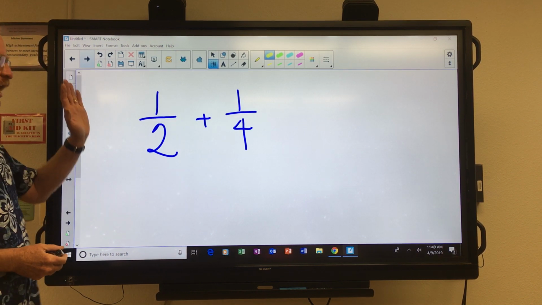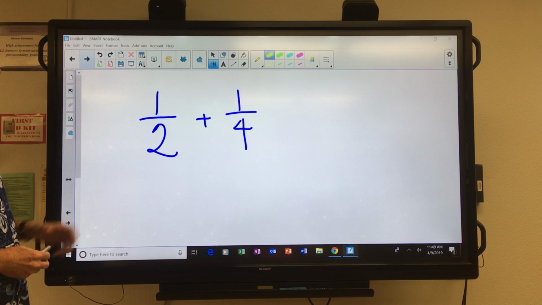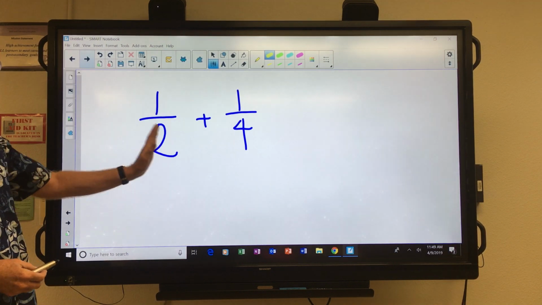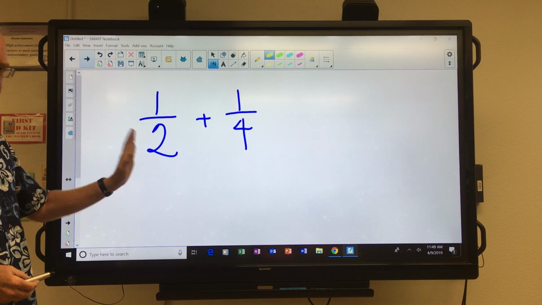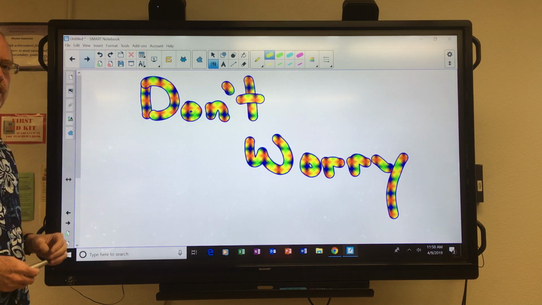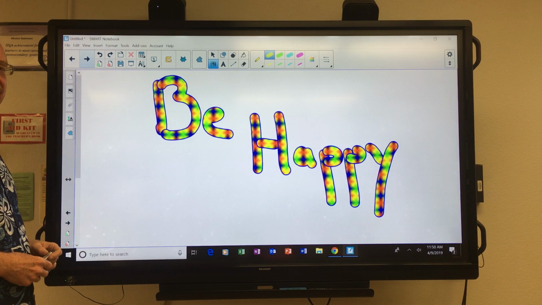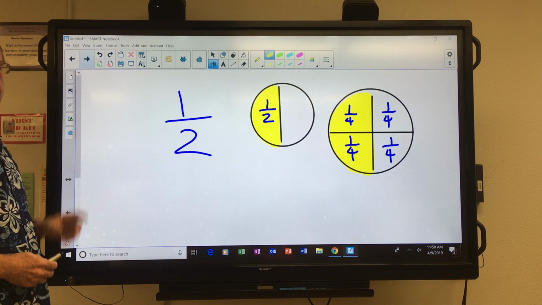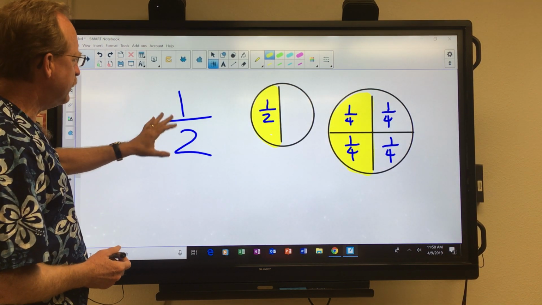Now, if it's unlike, you can't do that. You can't just add it together. All right, that won't work. But don't worry. Be happy. There is a workaround on this. Let's take a look at 1/2.